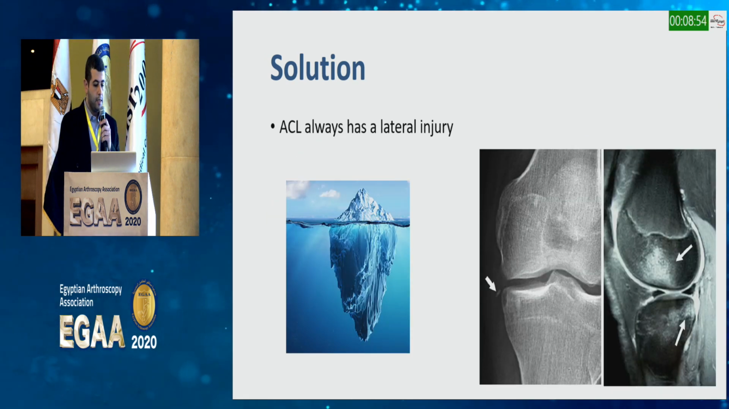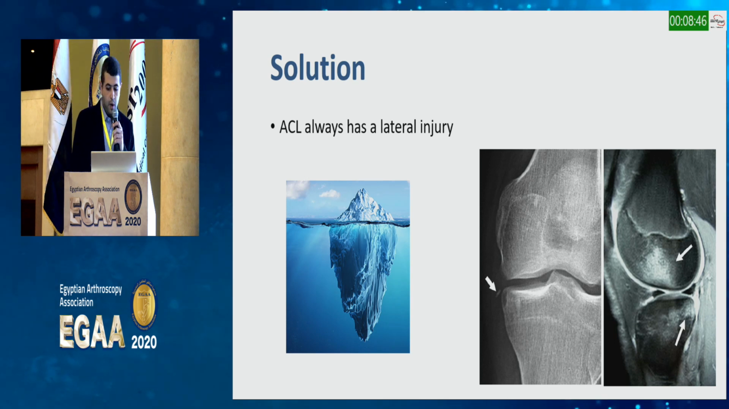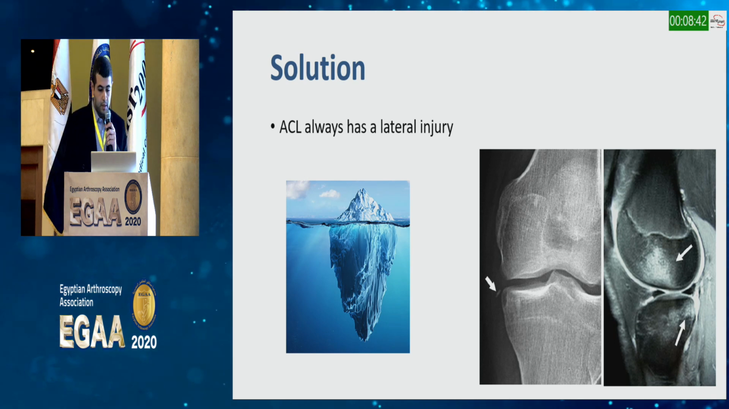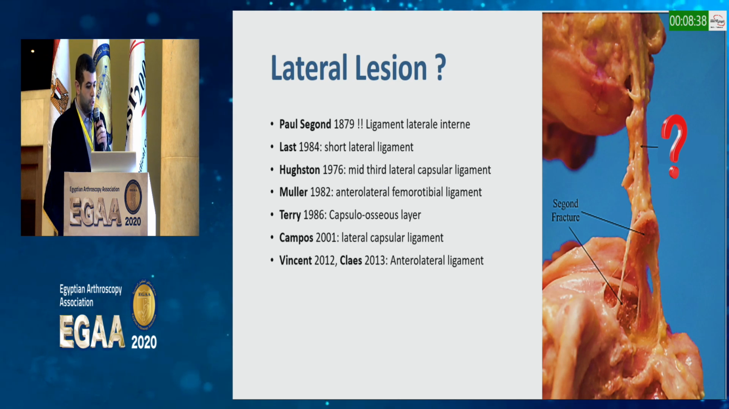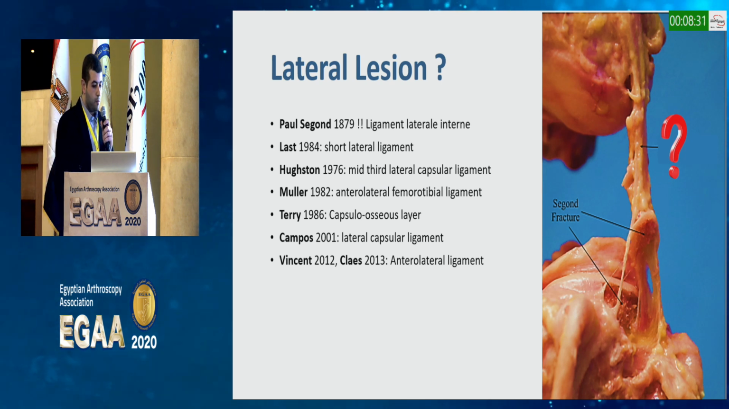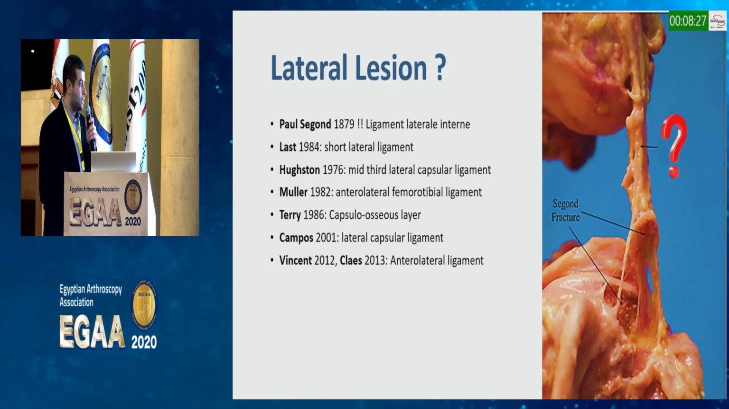And obviously, with the cases of ACL tear, we have found many cases with anterolateral injury, which we call the second fracture. And in the MRI, more commonly, we found bone marrow bruises in the distal femur and the posterolateral tibial plateau. So what is the anterolateral lesion or the lateral lesion present? There is much debate about the structure which is responsible for this injury, from Segond in 1979 until Vincent and Claes who call it the anterolateral ligament.